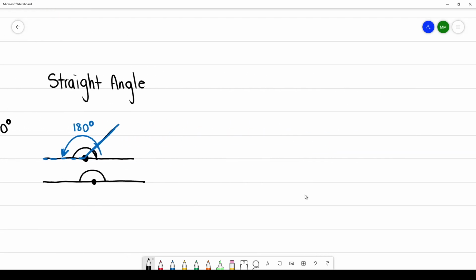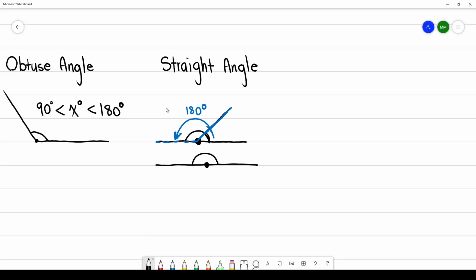And then we can actually rotate this even further, right? Why stop here? Why stop at a straight line? We rotate it even further, and when we do, we call it a reflex angle. I don't know why it's called that, but it's just what it's called. So from a straight angle, now we go even further.